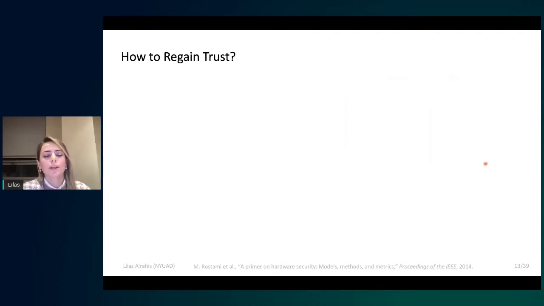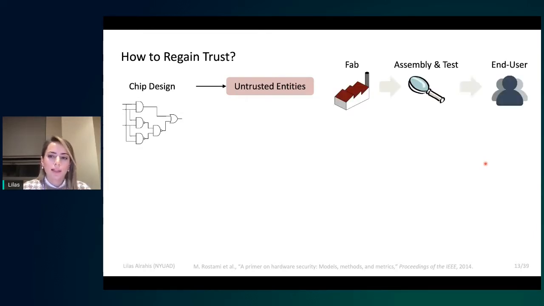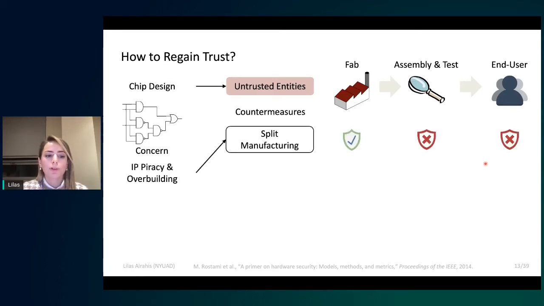So how can we regain trust? To answer this question, we need to list the untrusted entities in the supply chain, which includes the foundry, the assembly and test companies, and the end users. And there are different design for trust techniques that can be implemented to protect the design under a specific threat model. For example, to prevent specifically IP piracy and overbuilding.